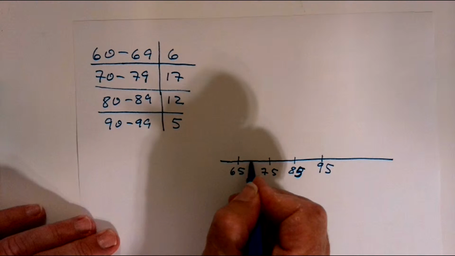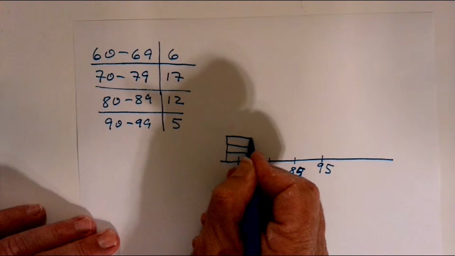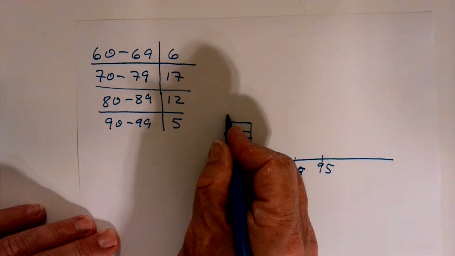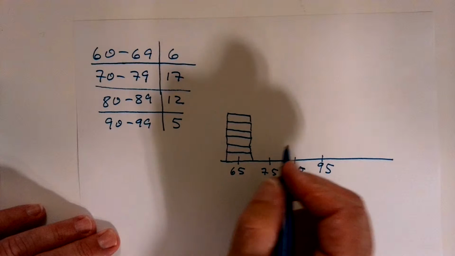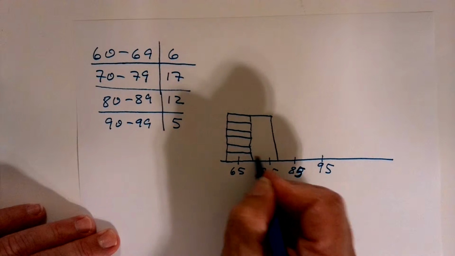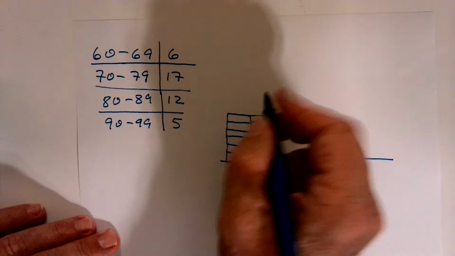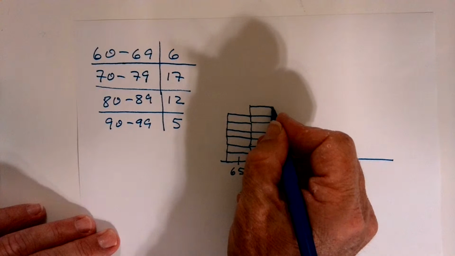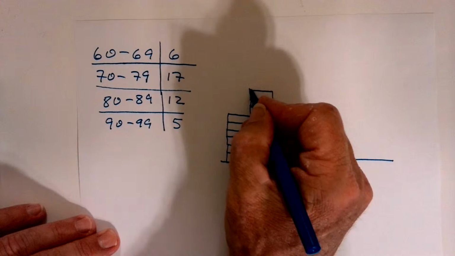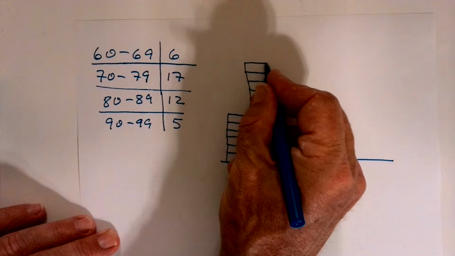So again, quickly drawing this, 6 bricks. 1, 2, 3, 4, 5, 6. 6 over 65. 17 here. So here's the 6 that I had before, with 75 supposed to be in the middle of that. And I need another 11 to get to 17. 6, 7, 8, 9, 10, 11, 12. This is 12.